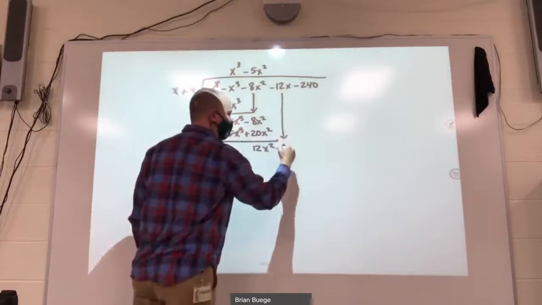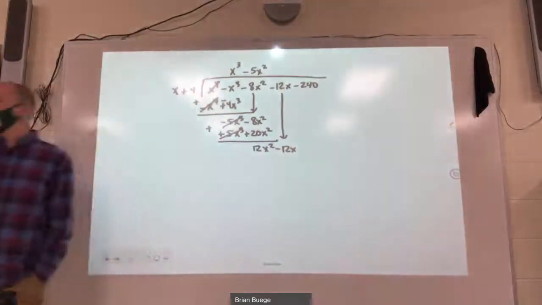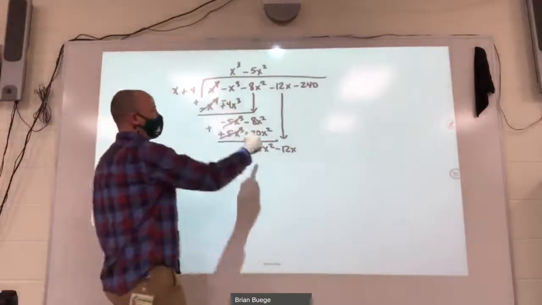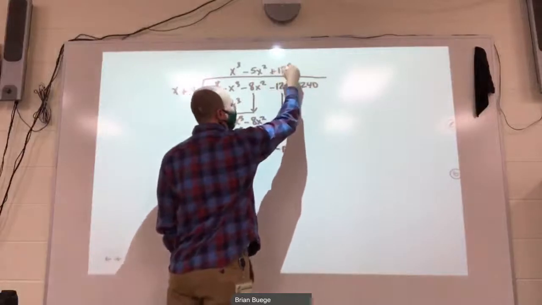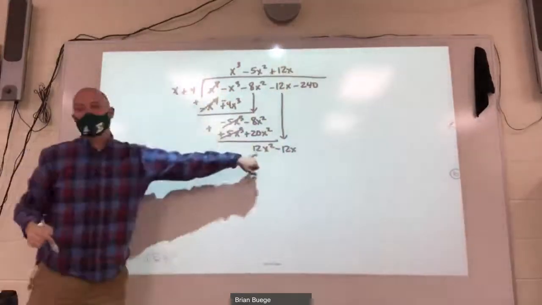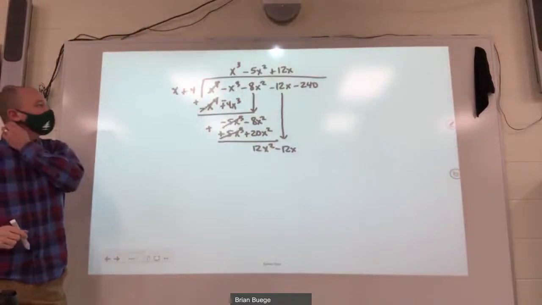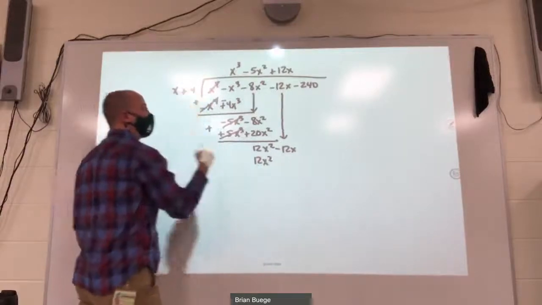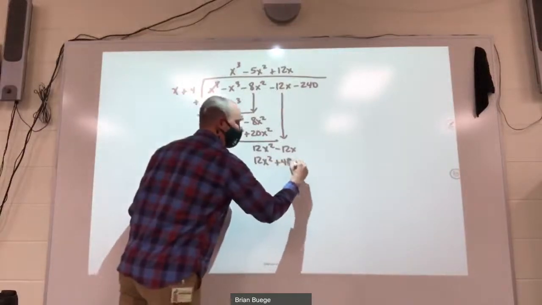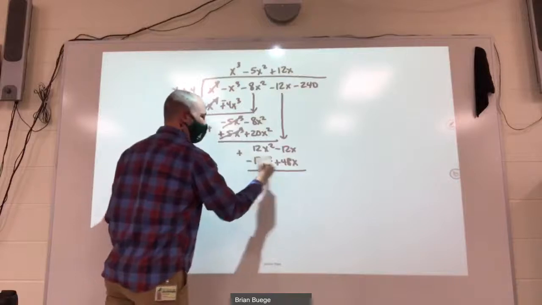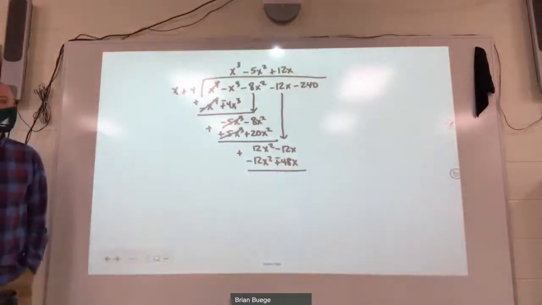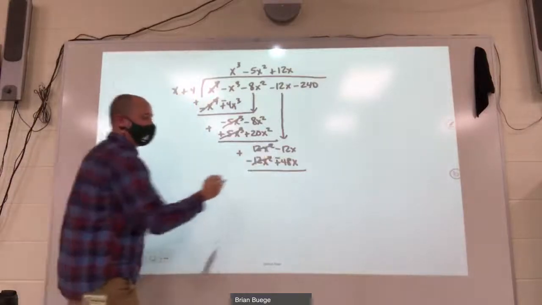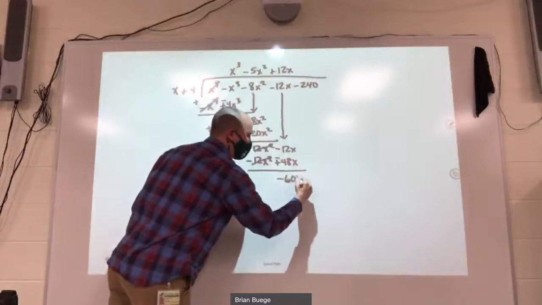Bring down the next term, the minus 12x. And start the process again. In this case, we need to multiply by a positive 12x. X times 12x will give you 12x squared. And 12x times 4 gives you a positive 48x. Again, I'm going to add the opposite. X squareds cancel out. Negative 12x, negative 48x. I put that together, I get a negative 60x.